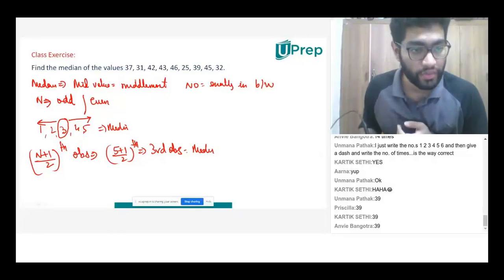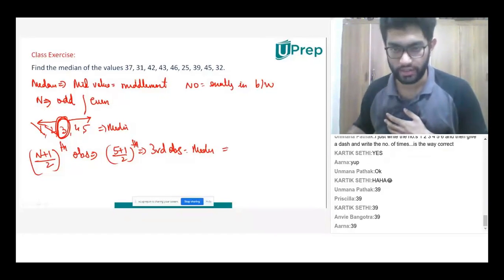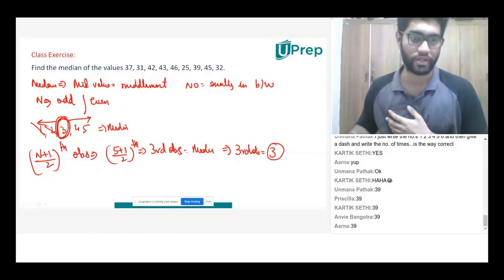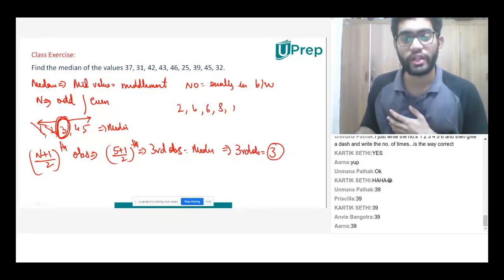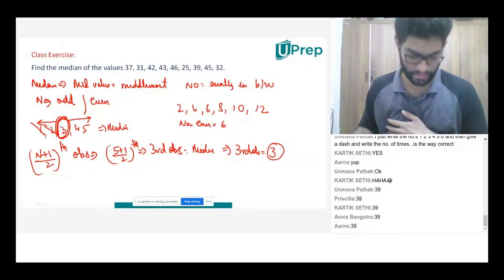So what is the third observation? First observation, second observation, third observation. Coincidentally, it is 3. So the third observation is 3. Our median becomes 3. Now simple. If I say 2, 4, 6, 8, 10, 12, now what are the number of observations? The number of observations are even. That is, they are 6.